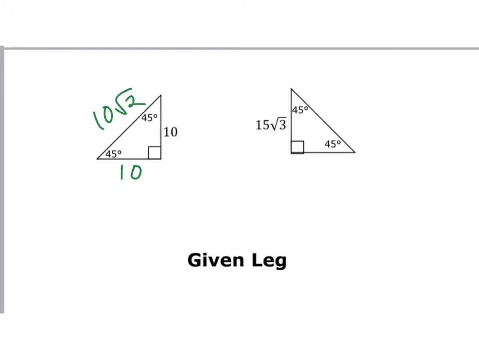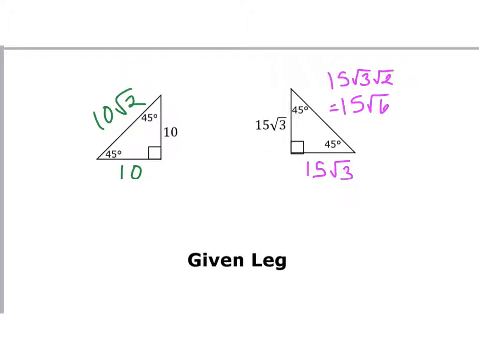Uh-oh. This is not a typo, I promise. If one leg is 10 square roots of 3, what's the other leg? Or sorry, 15 square roots of 3. 15 square roots of 3. What's my hypotenuse? 15 square roots of 6. Good. 15 square roots of 3 is my leg, and I'm supposed to multiply that by a square root of 2. So that's 15 square roots of 6. Very good. Okay. All right. So that's pretty much all it is.